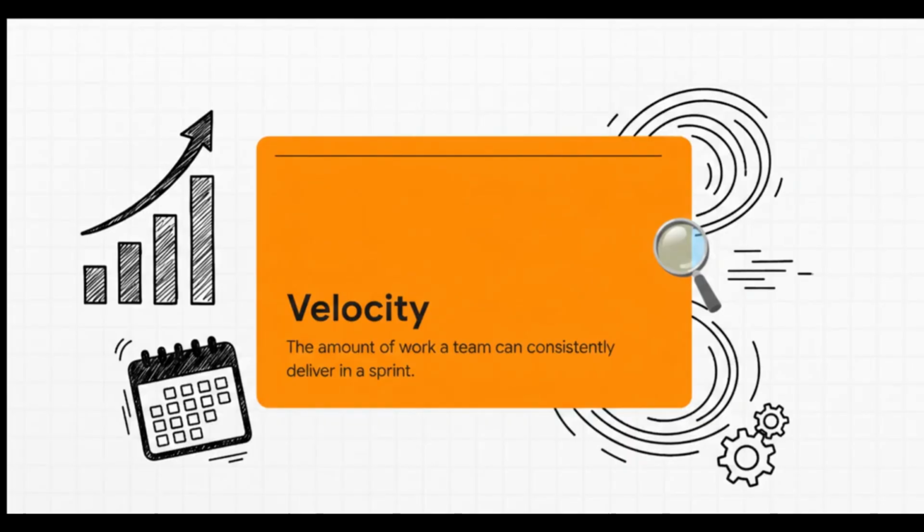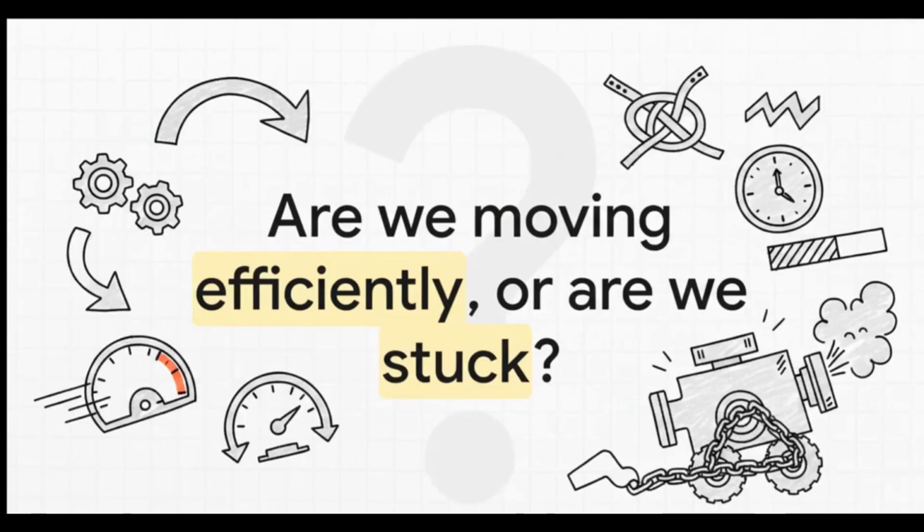Moving right along, we have a metric I am sure you're very familiar with: velocity. Simply put, this measures the amount of work your team can consistently deliver in a single sprint. By looking back at your team's historical velocity, you can actually predict your future work capacity with a lot of confidence. Basically, it takes all the guesswork out of your backlog refinement and lets you accurately estimate capacity during your sprint planning.